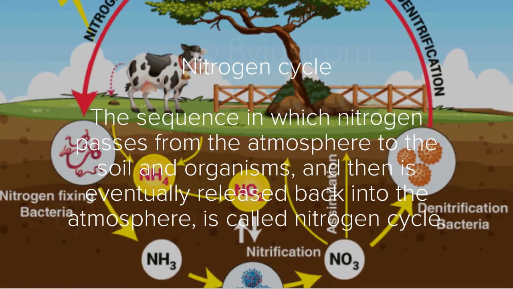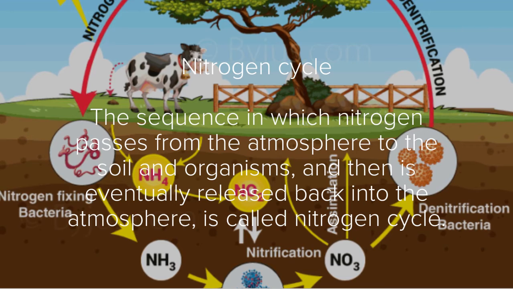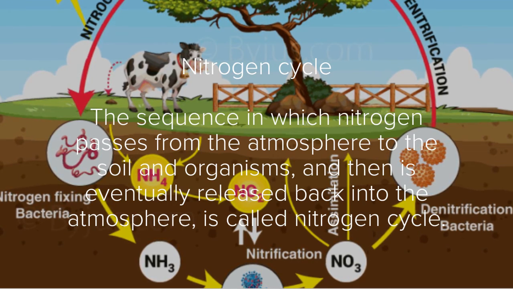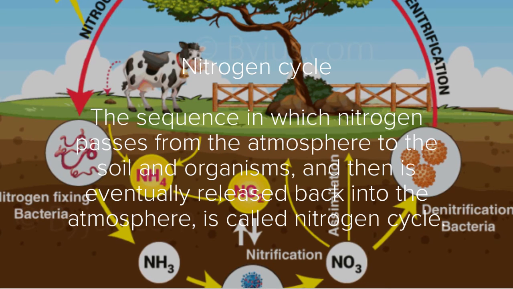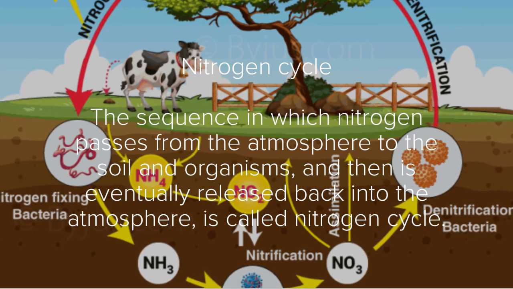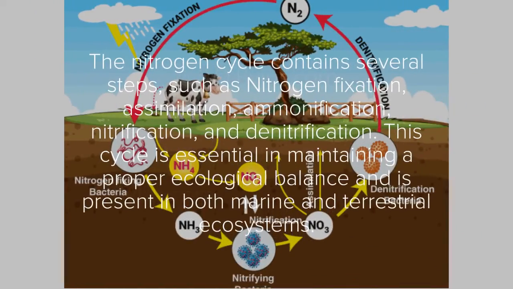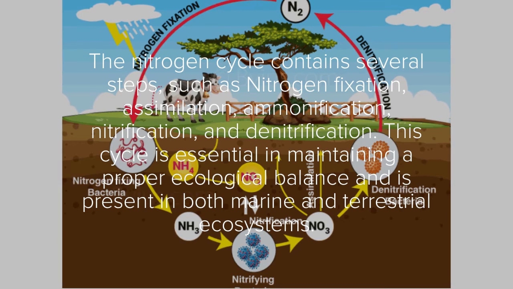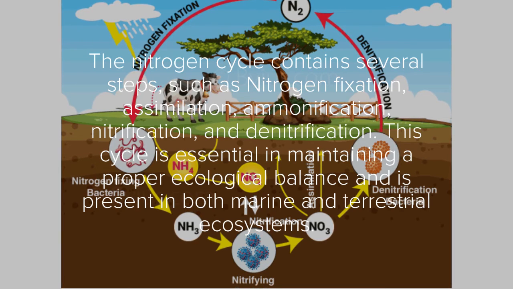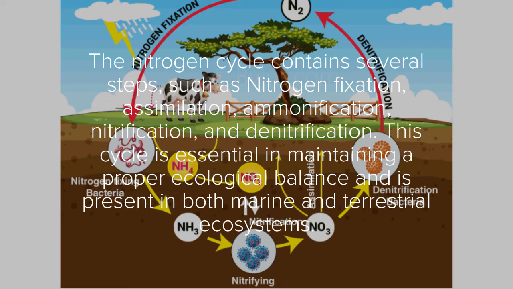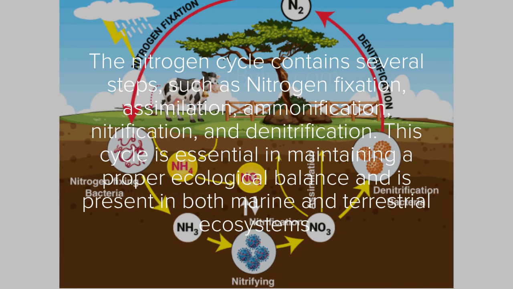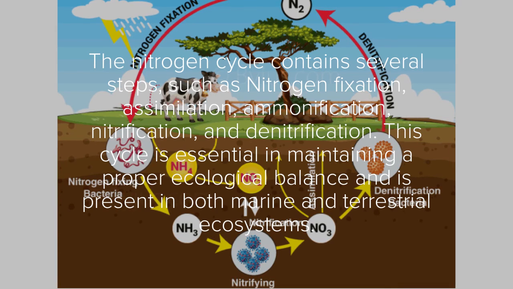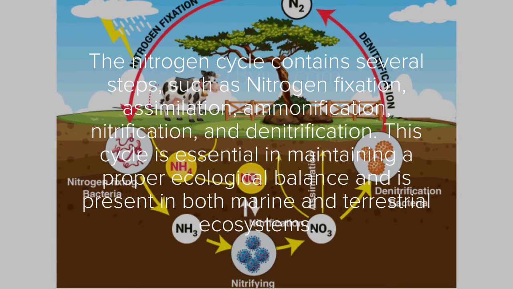Nitrogen cycle. The sequence in which nitrogen passes from the atmosphere to the soil and organisms and then is eventually released back into the atmosphere is called the nitrogen cycle. The nitrogen cycle contains several steps such as nitrogen fixation, ammonification, nitrification, and denitrification. This cycle is essential in maintaining a proper ecological balance and is present in both marine and terrestrial ecosystems.